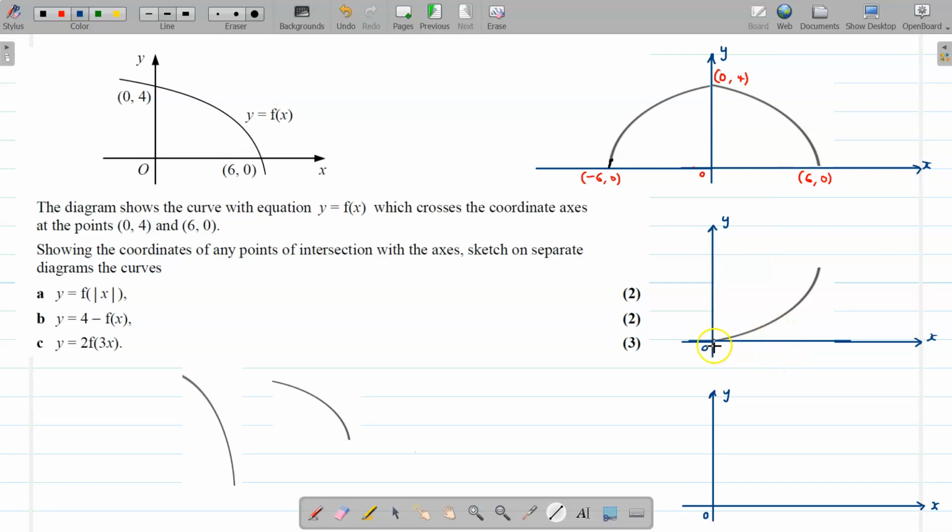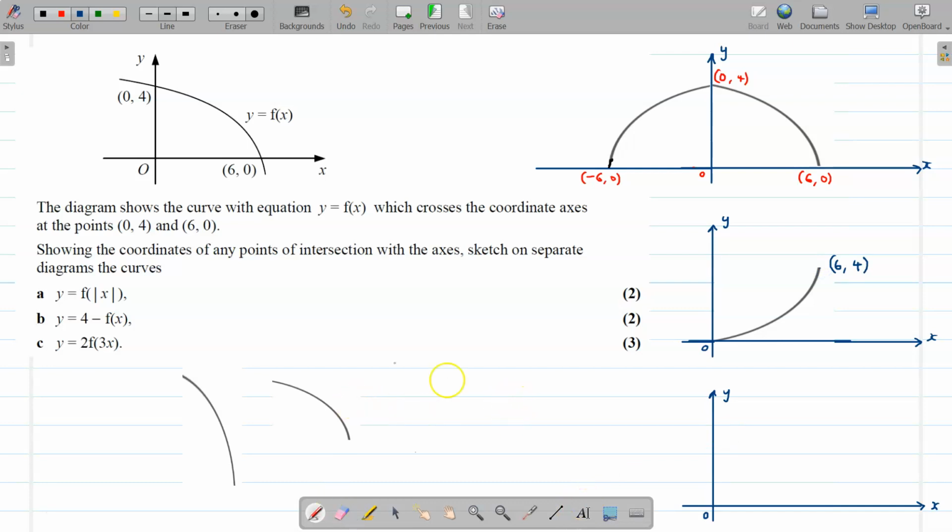Well, that was 0, 0, that's very clear. The other one isn't an axis crossing point, but it's where the original 6, 0 has moved to. So I will just label that as 6, 4, which is where it would now be. Okay.